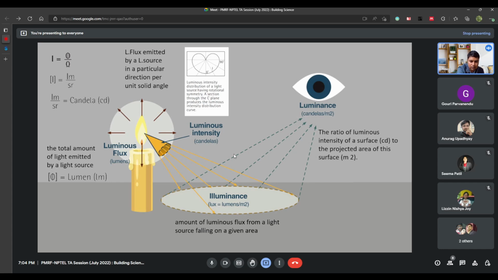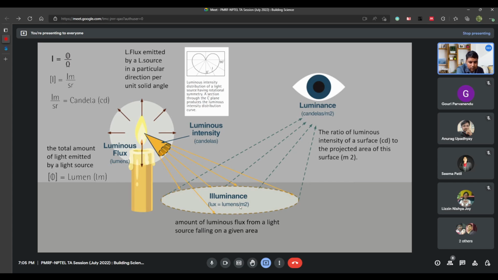Luminous flux is basically the total amount of light emitted from a point source, and its unit is lumens. Luminous intensity is where you put in the concept of direction and also a solid angle. The solid angle is something like this dotted circle that you see. The amount of luminous flux emitted by a light source in a particular direction per unit solid angle is called luminous intensity, which is measured in candelas.